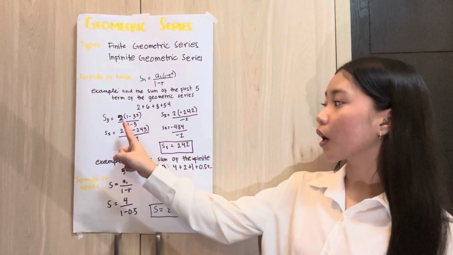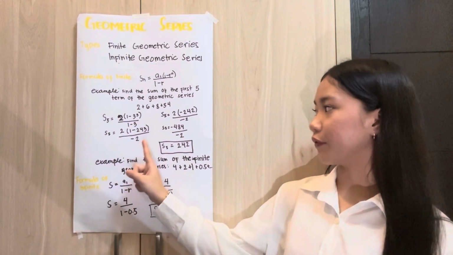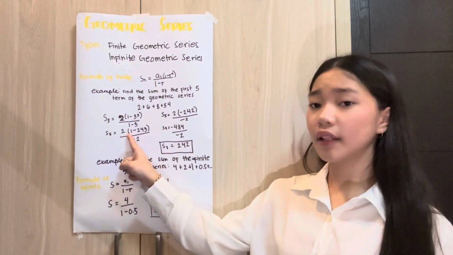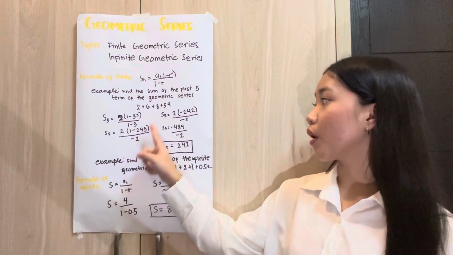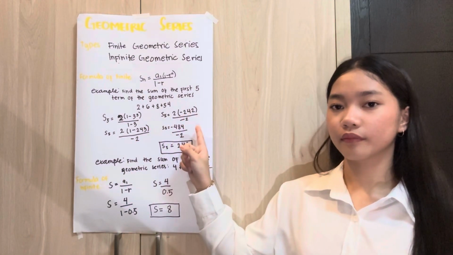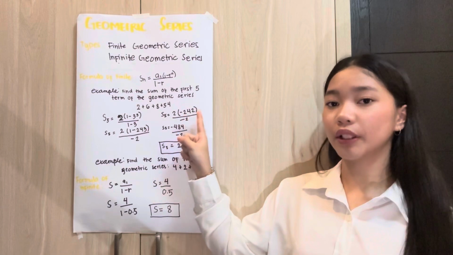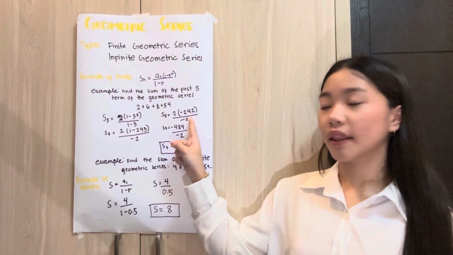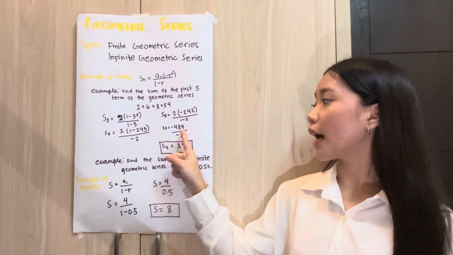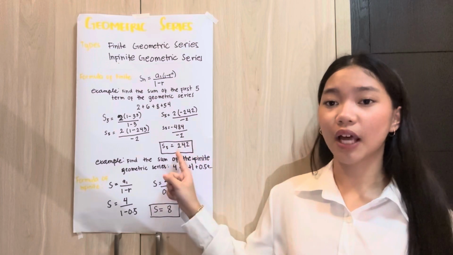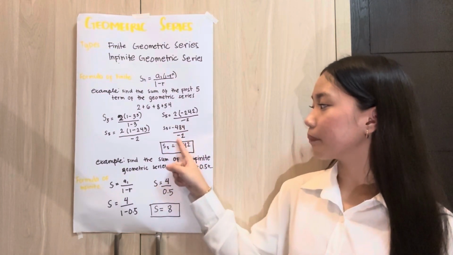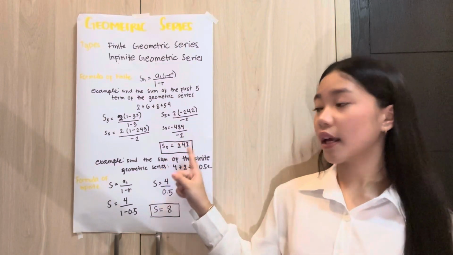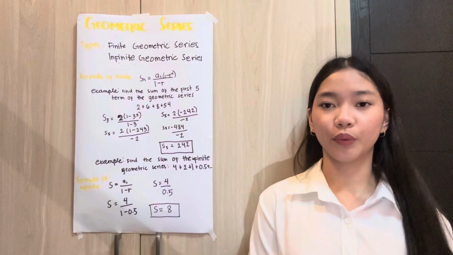Then subtract these two, 1 minus 3 is equal to negative 2. And after that, we're going to subtract this, 1 minus 243 is equal to negative 242. Then multiply negative 242 to our first term, the 2. Negative 242 times 2 is negative 484. And after that, we're going to divide this by negative 2. Negative 484 divided by negative 2 is positive 242.